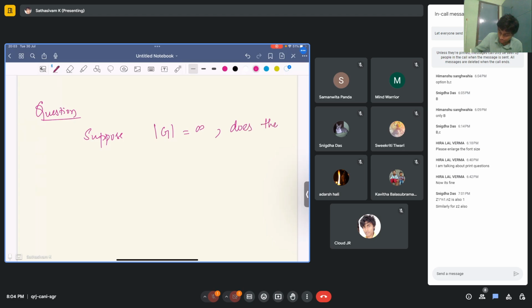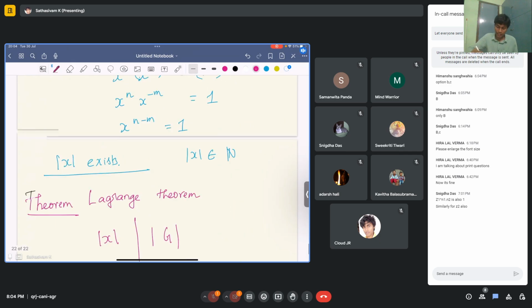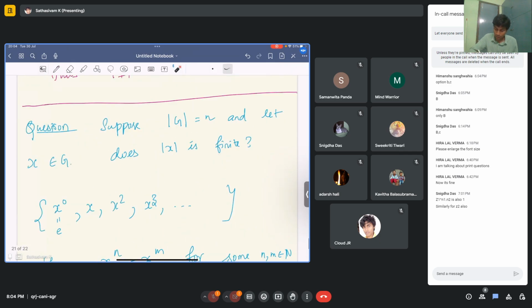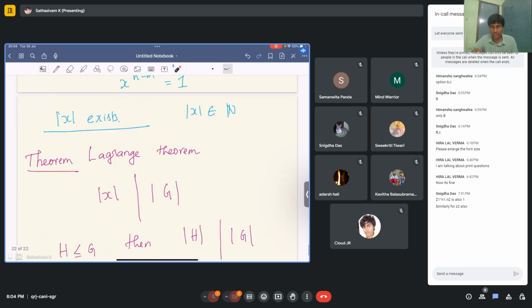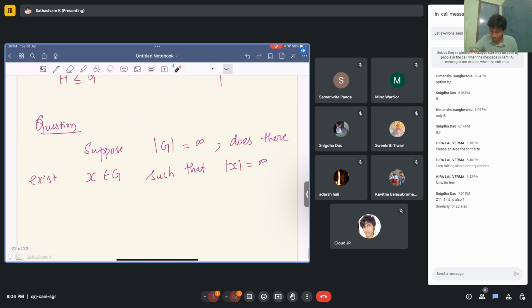Does there exist x belonging to G such that the order of x is infinite? What we said here is if the order of G is finite, then the order of every element is finite. Here we are asking the converse of that: suppose G is infinite, does every element have infinite order?